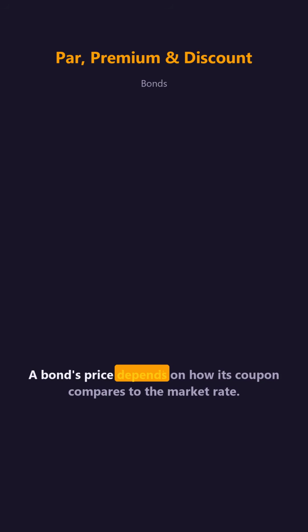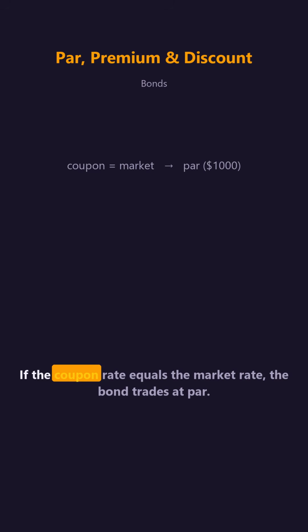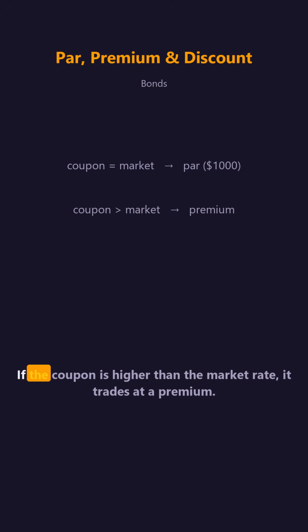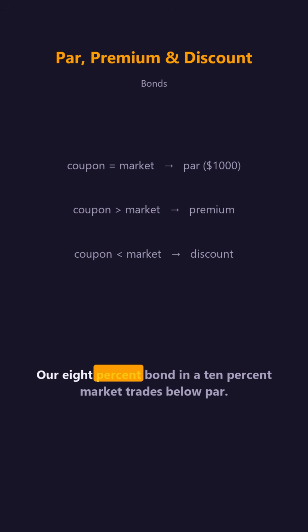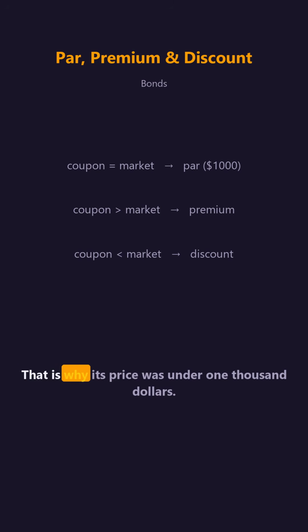A bond's price depends on how its coupon compares to the market rate. If the coupon rate equals the market rate, the bond trades at par. If the coupon is higher than the market rate, it trades at a premium. If the coupon is lower, it trades at a discount. Our 8% bond in a 10% market trades below par. That is why its price was under $1,000.